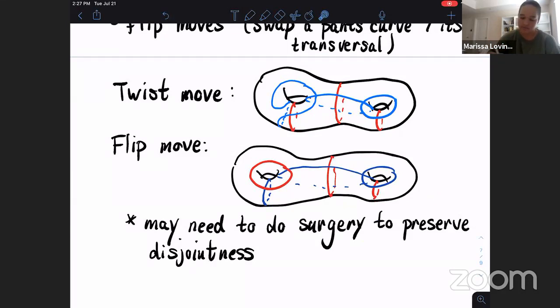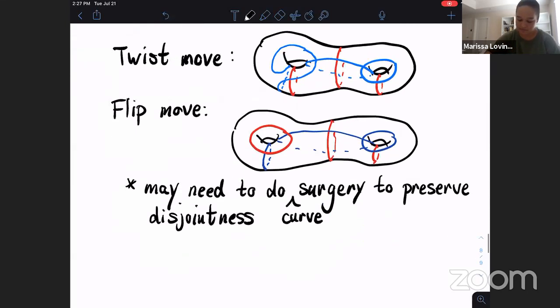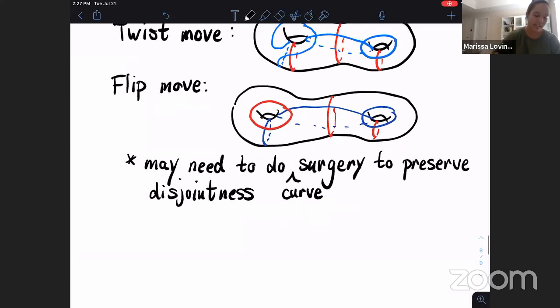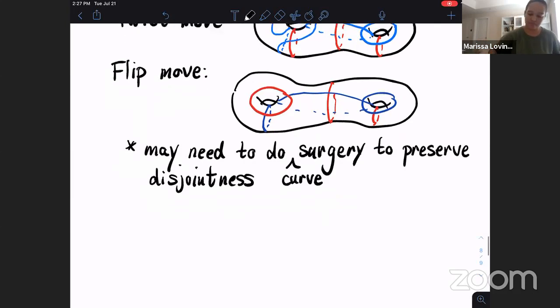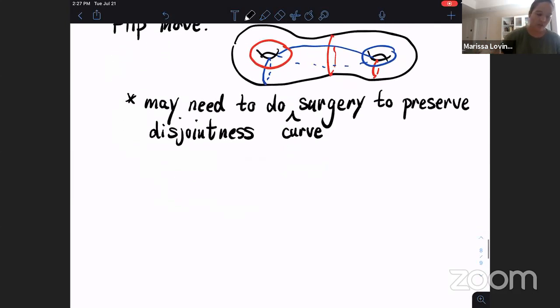I saw someone ask what surgery means. Here, what I mean is curve surgery. You might need to cut apart a curve and concatenate it with some other curves to get rid of some of these extra intersections. But this is fine. We don't need to know too deeply what these are to understand the big picture. Okay, so what are some handy things to know about the marking graph?